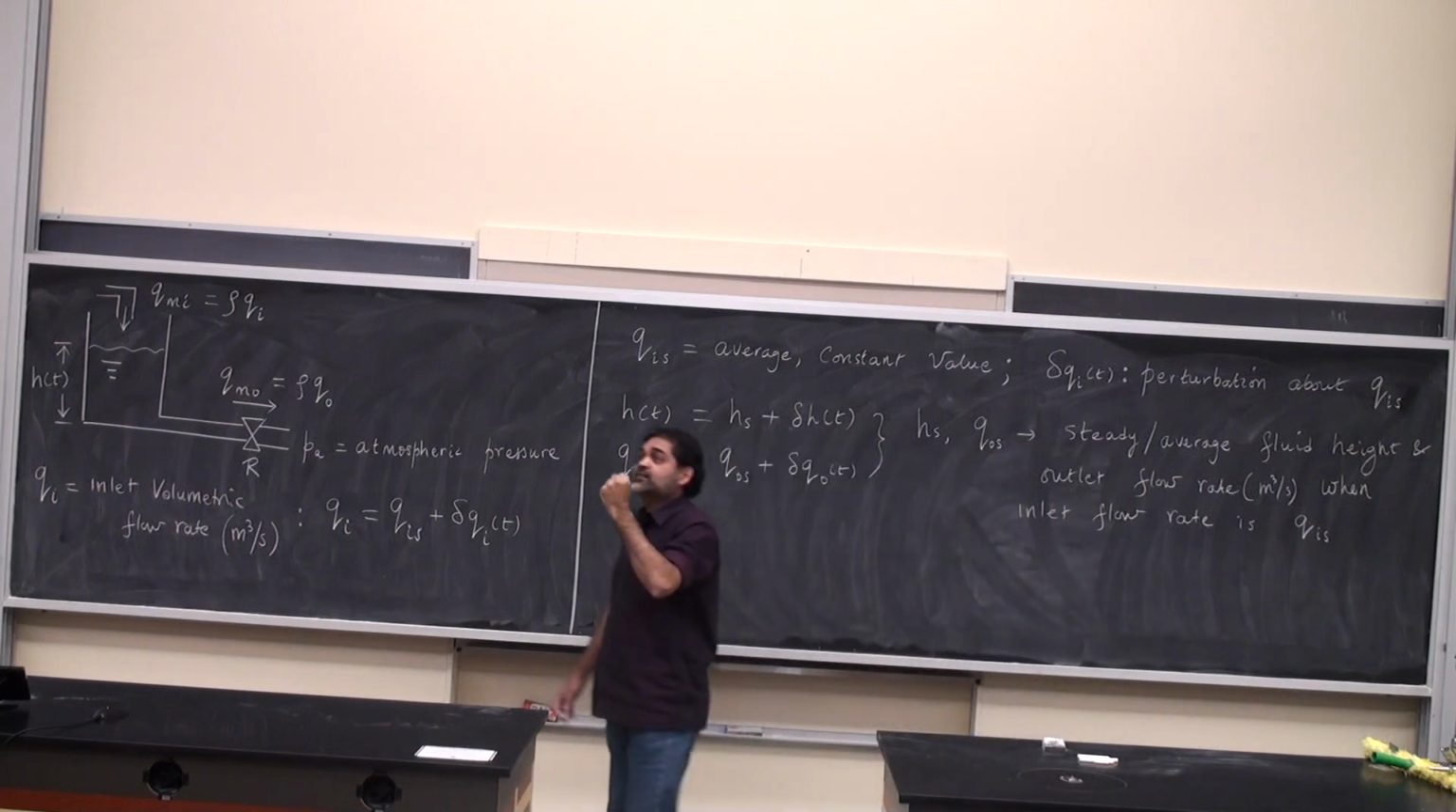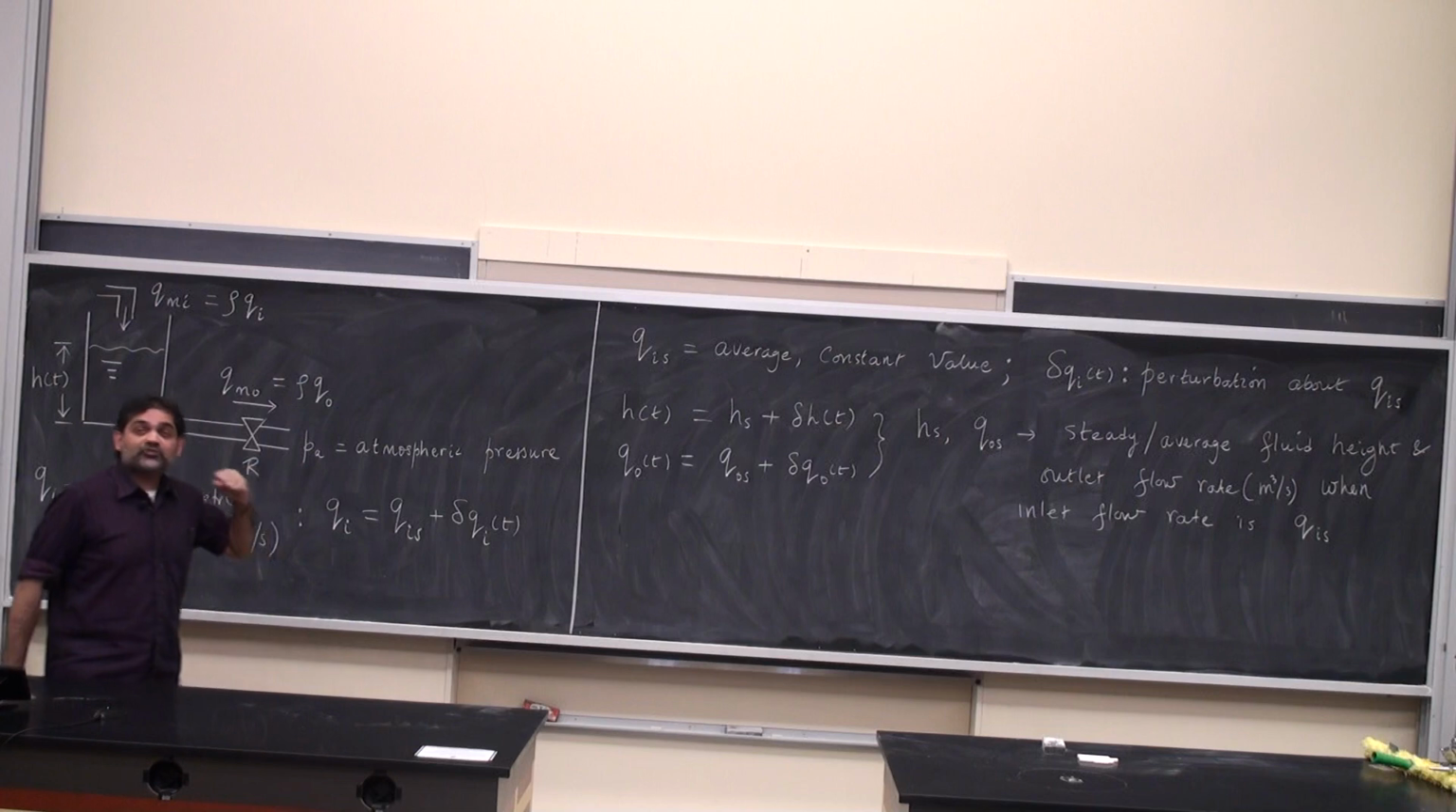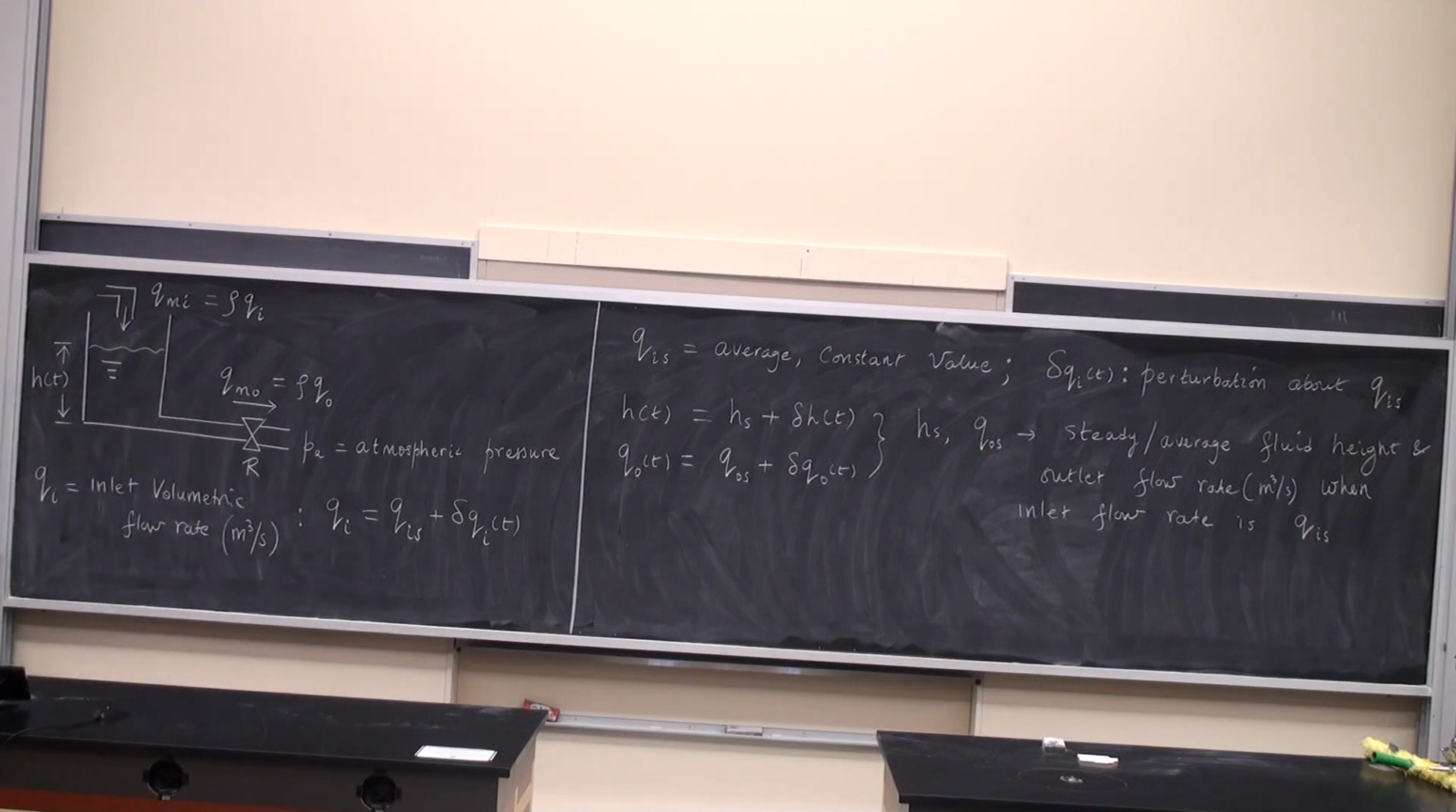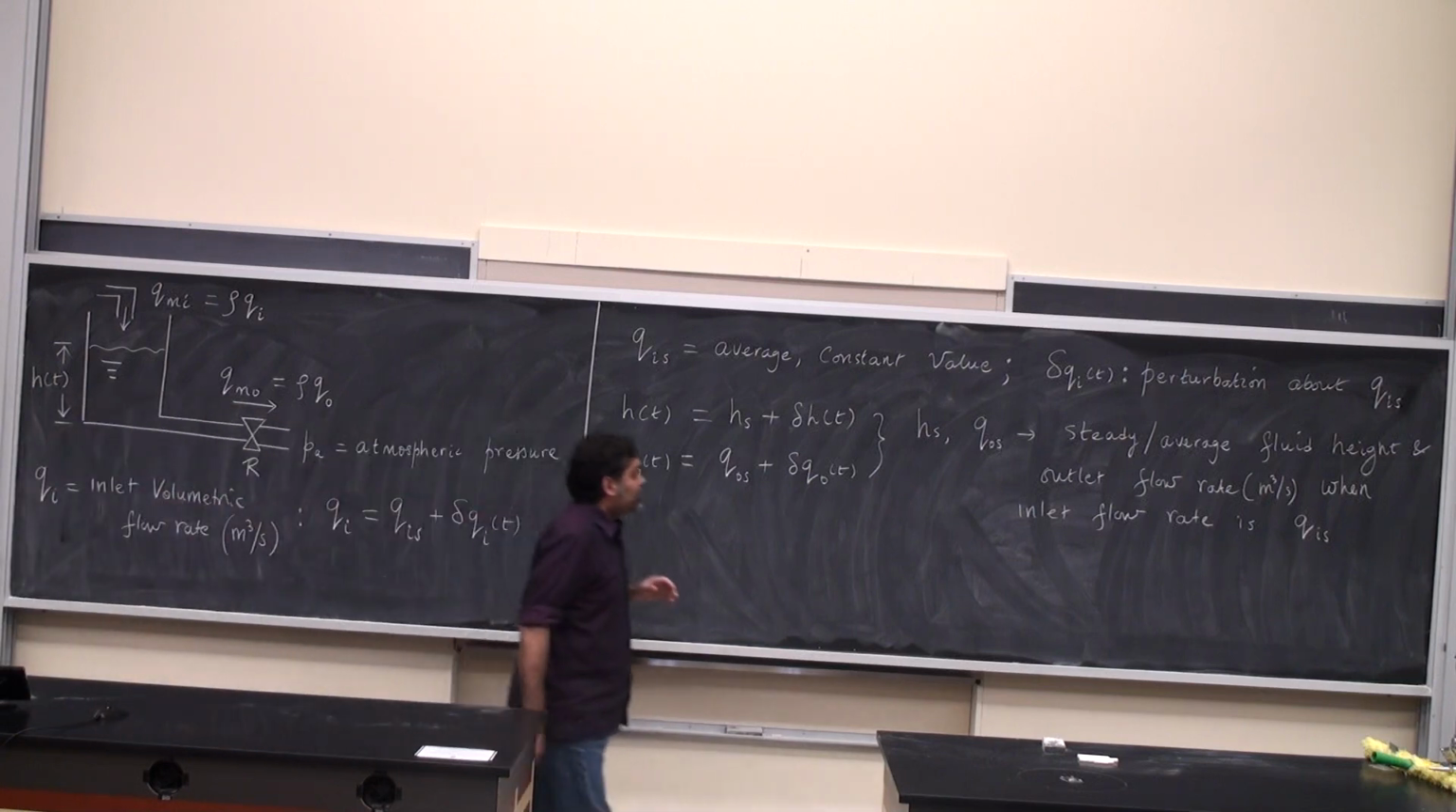And this resistance is given by this character capital R. This is the fluid resistance. And you're told that the inlet rate itself is comprised of these two pieces. One is a steady or a constant or an average value. Okay? And there's a slight perturbation about the average value.